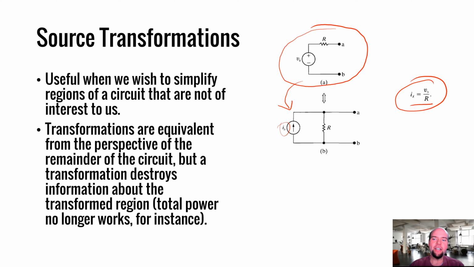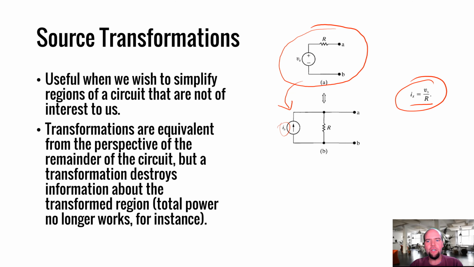Now this is a pretty big thing to just drop and say, oh, we can just do this. We have a voltage supply in series with the resistor, now let's make it a current supply in parallel with a resistor. The book goes through the proof of this. I'm going to skip the proof.